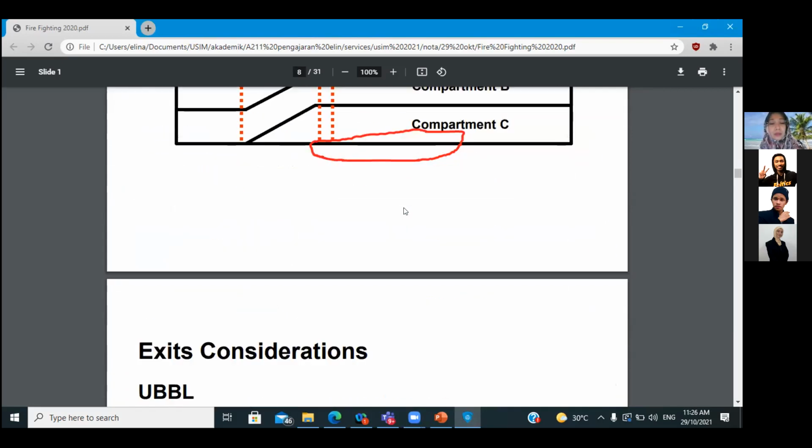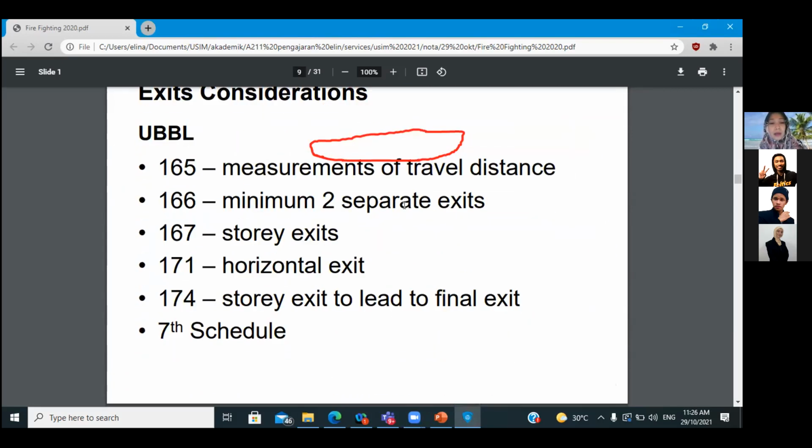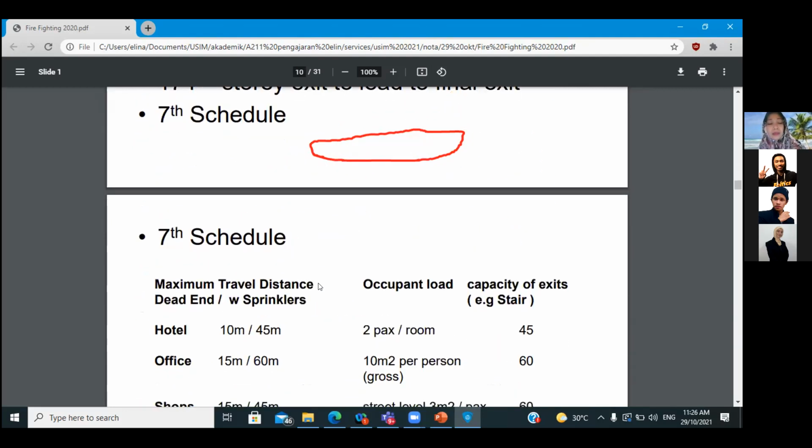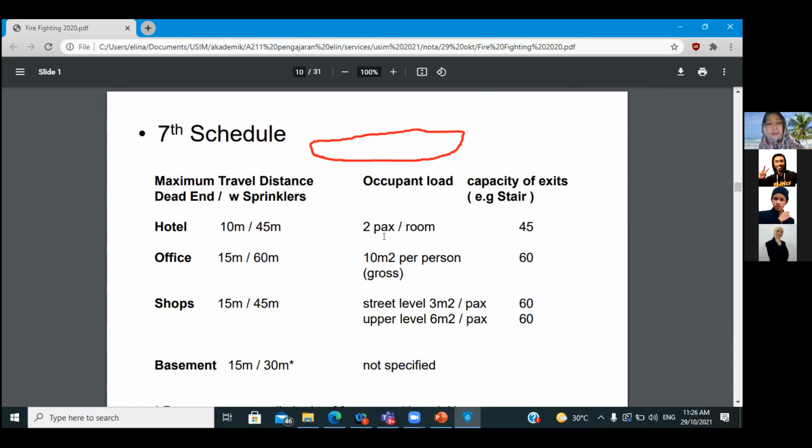What is compartmentation? This one also you need to read. What is inside the exit consideration, UBBL 15165? You read. This is also you read. The occupant load is inside the schedule. Capacity of exit is also inside the schedule. Not from me, 2 packs, 3 packs, 5 packs, 10 meters square, not from me, but it's inside the schedule.